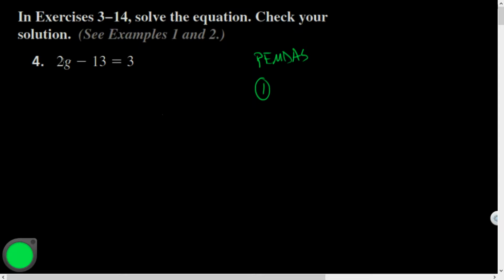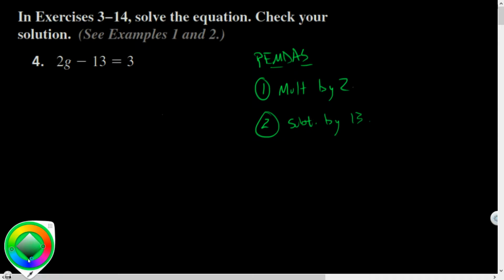First, what's happening? Is it being multiplied or subtracted according to PEMDAS? Which one? In PEMDAS, the M would happen before the S. So it's multiplied by 2. And then the second thing that happens to G is it's being subtracted by 13. We talked about solving yesterday as if someone assembled this equation, we are now trying to disassemble it. And to disassemble something, I'm going to have to do it in the reverse order with the reverse action.